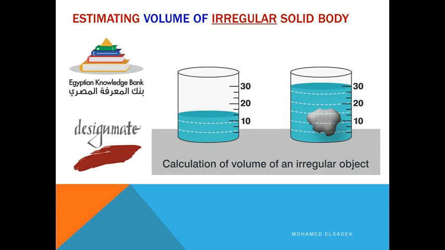Estimating the volume of an irregular solid body. حساب حجم جسم صلب غير منتظم الشكل. يعني ايه غير منتظم الشكل؟ يعني شكله ما اقدرش اقيسه بالمسطرة. شكله ملخبط كده زي مثلا like stone, like rock.